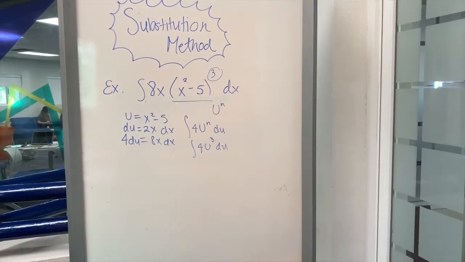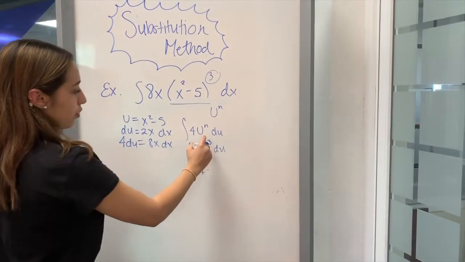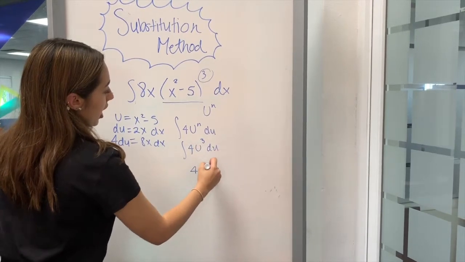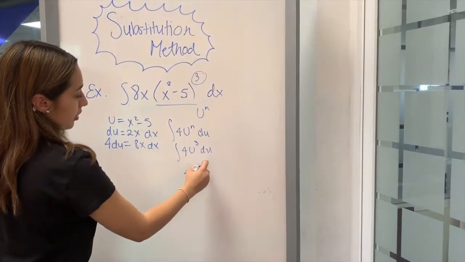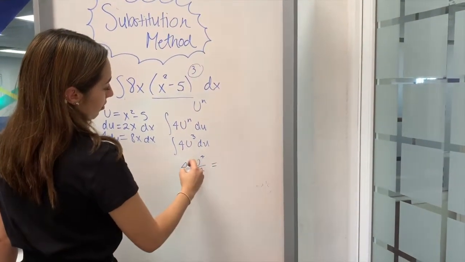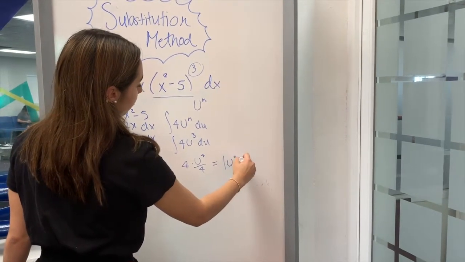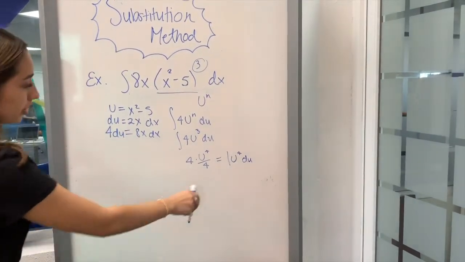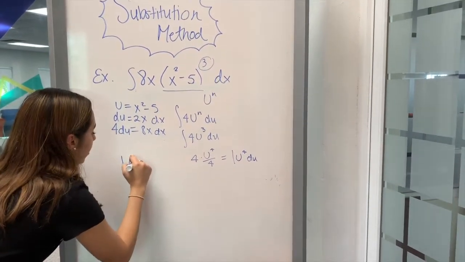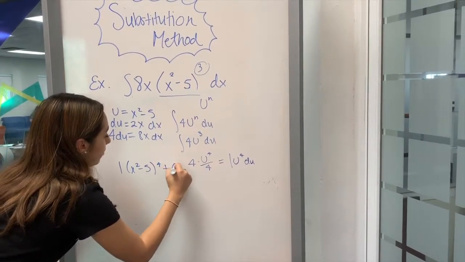Now we're gonna apply the basic rules of integration, which is 4 times you add 1 to the exponent, so it will be 4, and over the same number of the exponent, which would be 4, so that gives 1 u to the 4 du. And now we're gonna substitute our initial u. So final answer would be 1 x squared minus 5 to the 4th plus c.